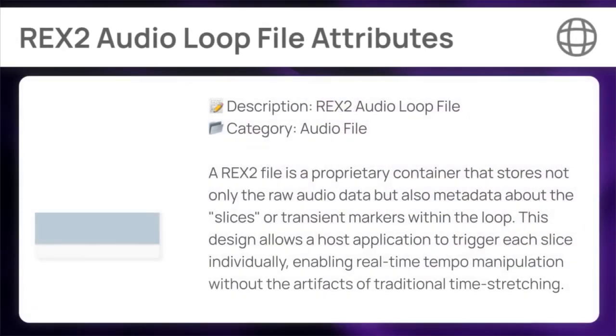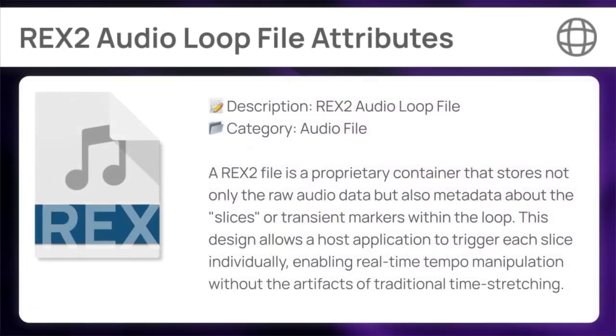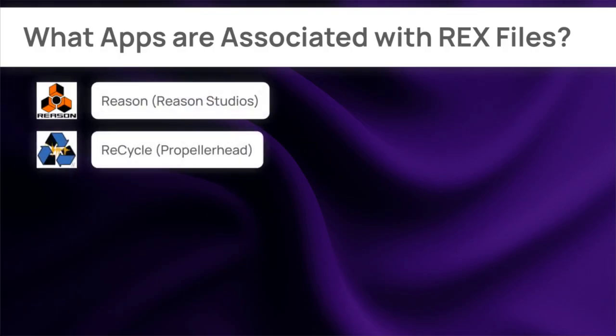A REX2 file is a proprietary container that stores not only the raw audio data, but also metadata about the slices or transient markers within the loop. This design allows a host application to trigger each slice individually, enabling real-time tempo manipulation without the artifacts of traditional time stretching. Windows often defaults to associating REX with the Reason software from Reason Studios.